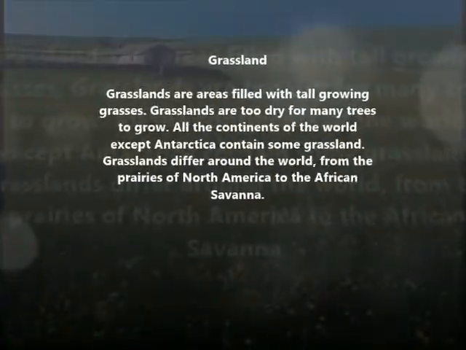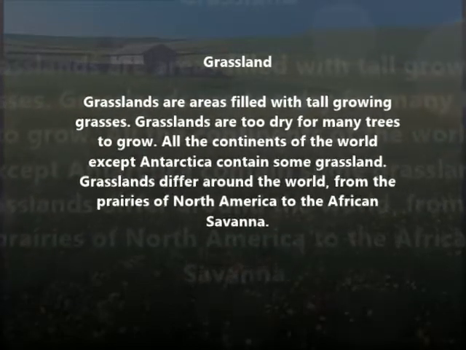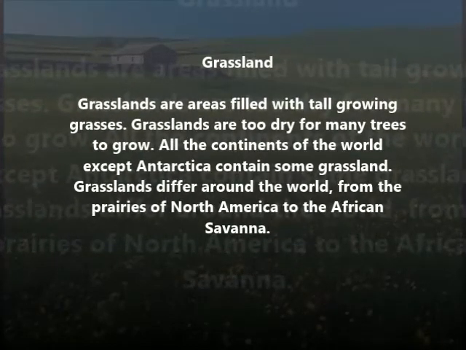Grasslands are areas filled with tall growing grasses. Grasslands are too dry for many trees to grow. All the continents of the world except Antarctica contain some grassland. Grasslands differ around the world, from the prairies of North America to the African savanna.